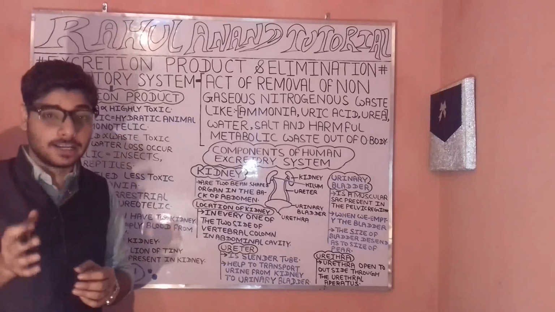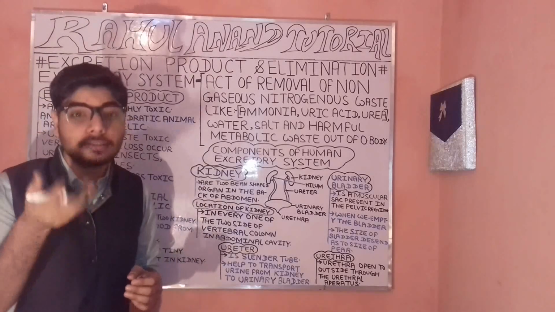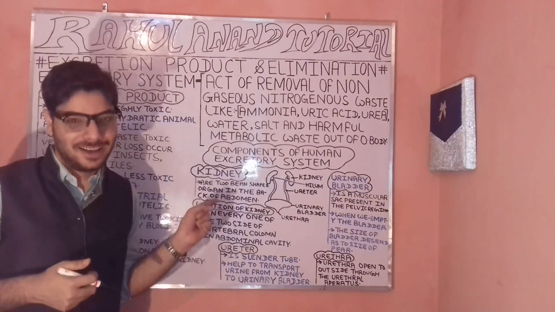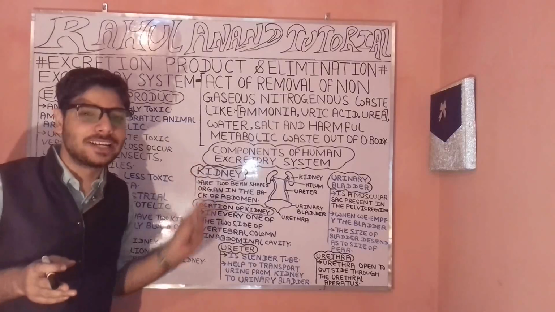Uricotelic. So generally, the examples with reference to these will be what? It will be the insects, then birds, then the reptiles. So you know about these very clearly. Now, let's proceed with the third.